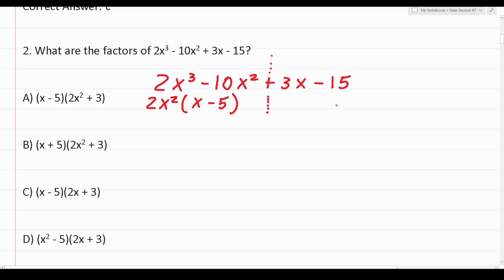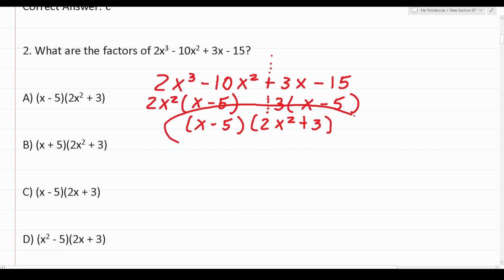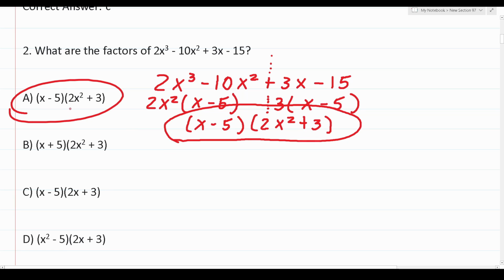And what about from this second pair of terms? Again, we want to factor something out such that we get x minus 5 in parentheses. Well, what if I factor out a 3? That leaves me with x minus 5 in parentheses. And now, according to the technique, all we do is copy down one of the repeated terms. So x minus 5 is going to be one of our answers. And then we combine these two, notably 2x squared plus 3 as our other answer. And just like that, we factored this via grouping. And as we can see, that is answer choice A.